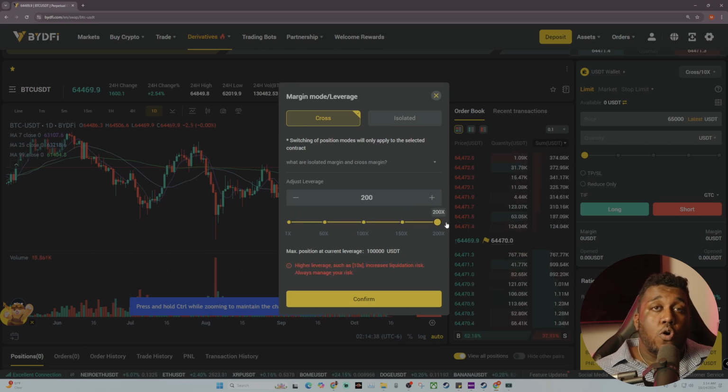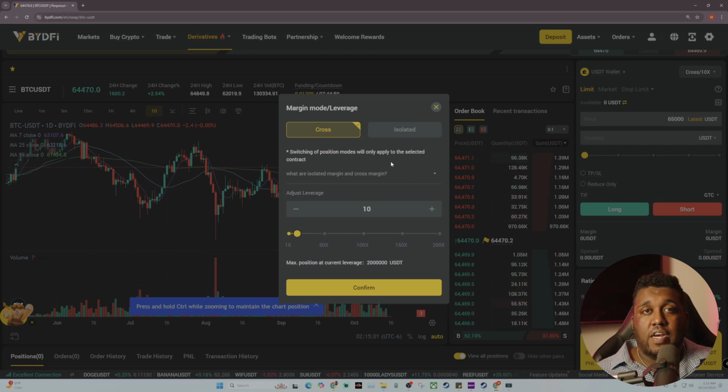BYDFI goes all the way up to 200x, which is absolutely awesome. This is something that a lot of you guys have been wanting to do. I say be careful before you do this because 200x leverage is going to be high. It even says higher leverage, such as 10x, increases liquidation risk. Always manage your risk. Please always manage your risk here. I know they have 200x, but that doesn't mean you guys have to use it. If you guys do want to use it, start off with like $5, $10.